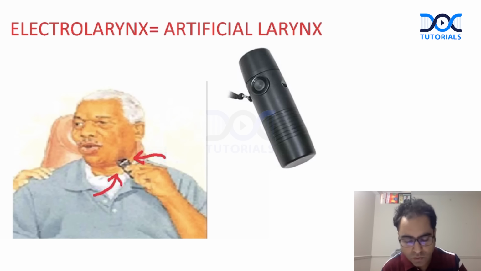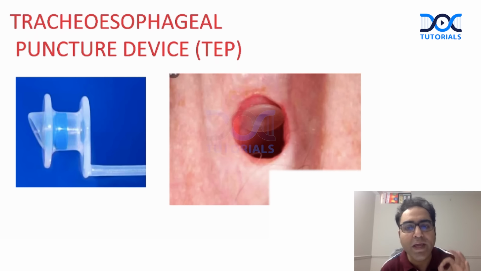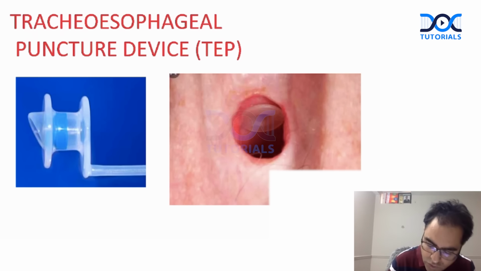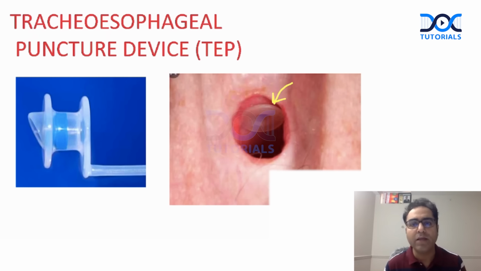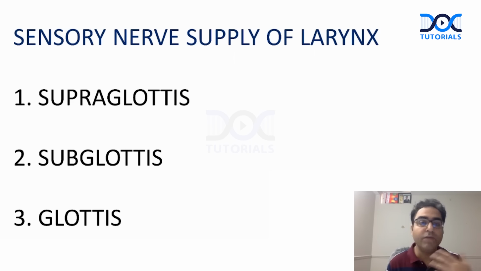The best option to speak after laryngectomy is the tracheoesophageal puncture device, TEP device. It is actually a unidirectional valve which is surgically placed between trachea and esophagus. Now this is a famous question. If you ever see a plastic nipple-like thing on the posterior wall of trachea through the tracheostomy hole, it is a tracheoesophageal puncture device. The more common example of TEP device is the Blom-Singer prosthesis, or of course, Provox prosthesis nowadays.